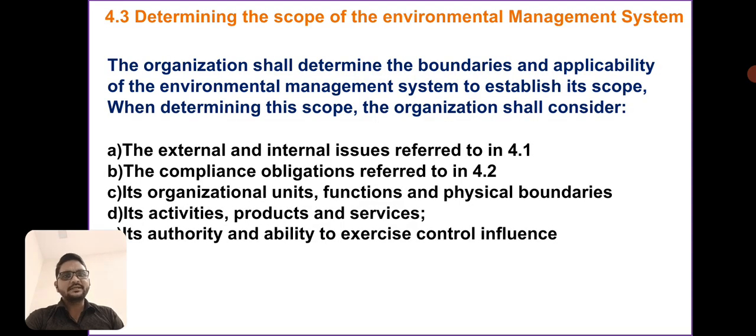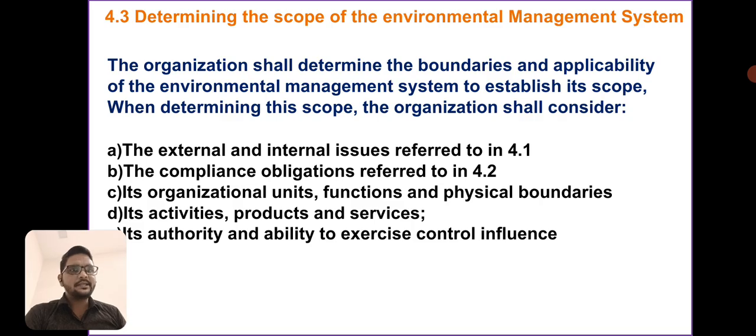Now next is determining the scope of the environmental management system. Clauses 4.1, 4.2, 6.1 and 6.2 we will discuss again in a separate video, with examples of how we can identify internal issues, external issues and interested parties, their needs and expectations, and how we can do a SWOT analysis. I have already discussed this in detail for ISO 9001 and IATF 16949, but for EMS also I will discuss it in a separate video.